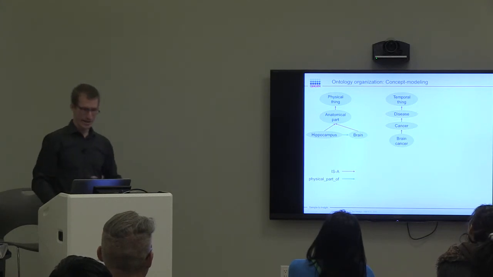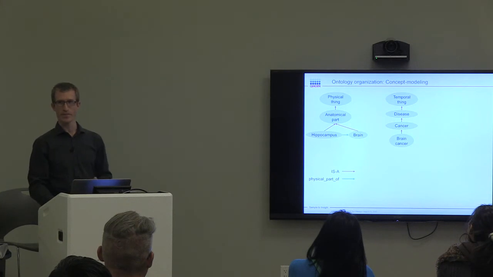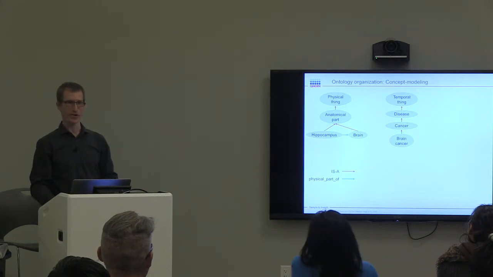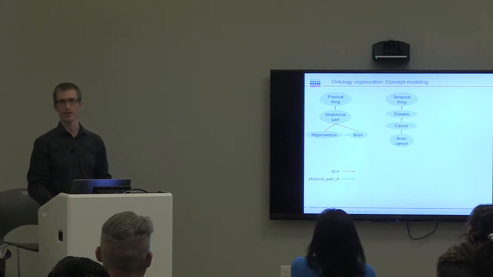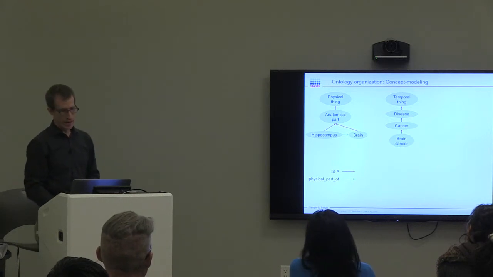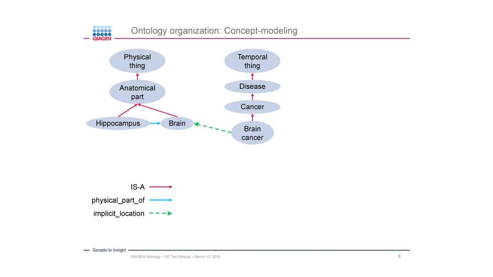This disease is sort of a made-up concept to begin with, so this doesn't always work as well as you might like, but it's the best that we've been able to do, and it works most of the time. And then you have more specific cancer, brain cancer. So brain cancer can have this implicit location brain.